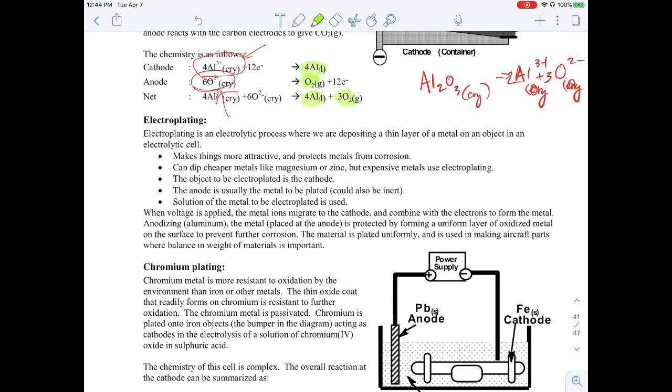I'm going to talk about electroplating in another video because this is getting a little on the long side, but electroplating is super, super important.